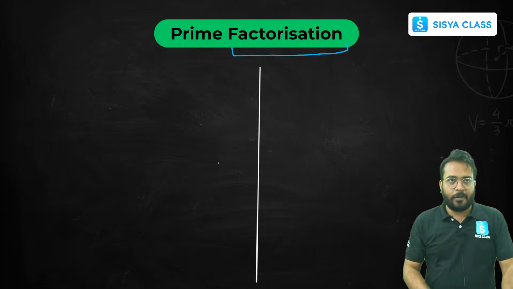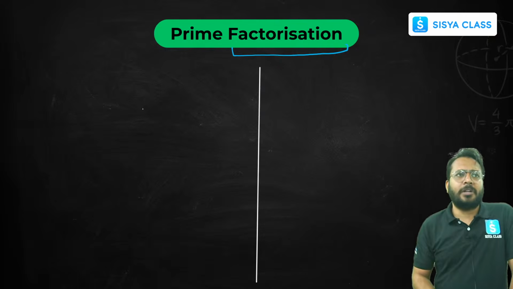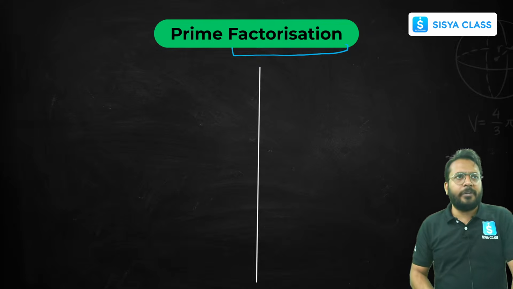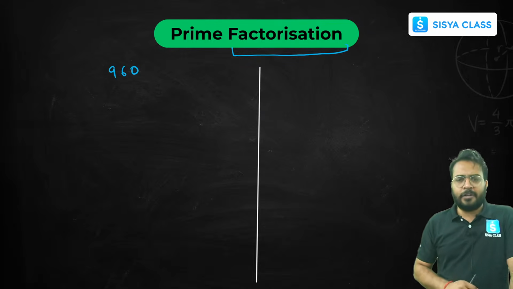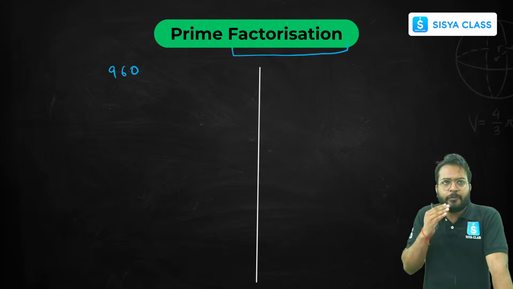Okay, all right. Sir, can you give me one example? Yes, definitely you will get one example. Suppose I am having a number, 960. I want to prime factorize this 960.